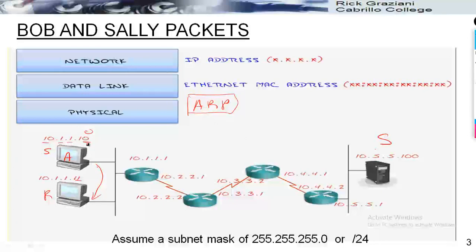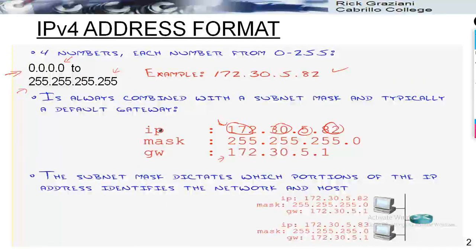So this computer knows that it needs to go through the default gateway. So it will ARP for the MAC address of this interface of the router, so that it can send those packets to the router. The router then will do the routing, and it will be able to forward that packet to the correct destination. So that's why we say that the IP address is always combined with the subnet mask, but typically combined with the default gateway, that is if you are to communicate outside your LAN.